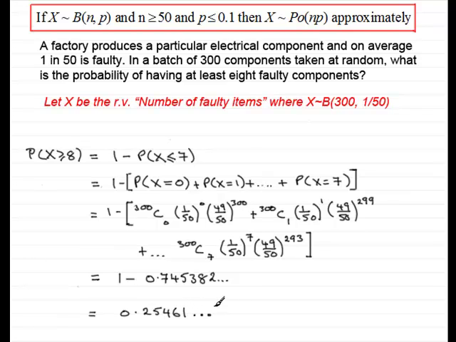So what I'll do is I'll just put that answer, 0.25461 and so on. That's the real answer. We'll just put it down in this corner here so that we don't forget it. Alright. Now what I'll do is I'll just remove this calculation and then we'll look at the problem again.